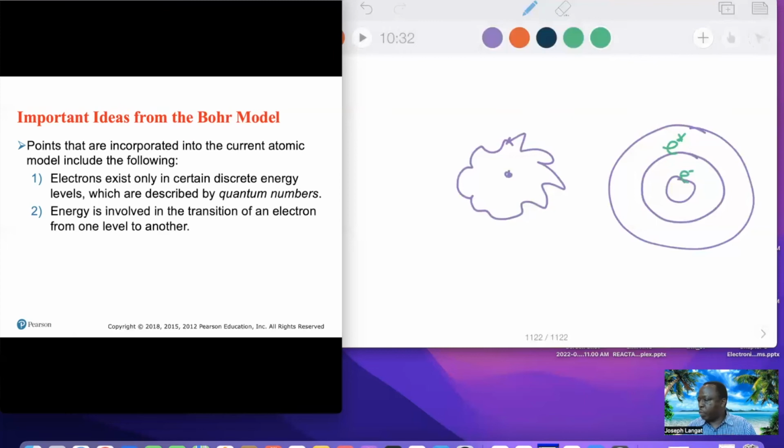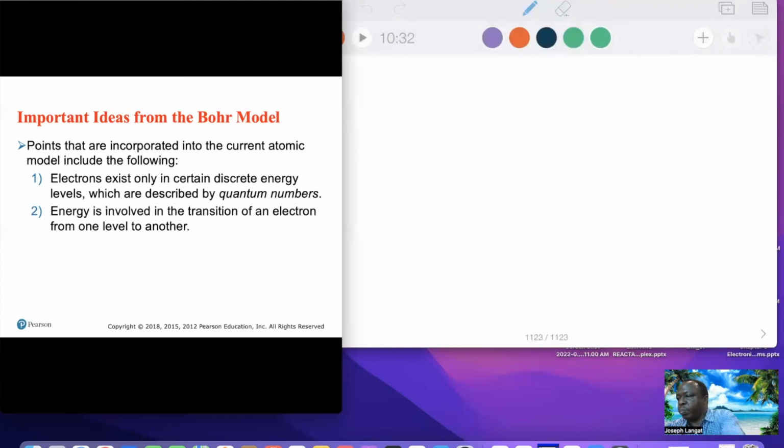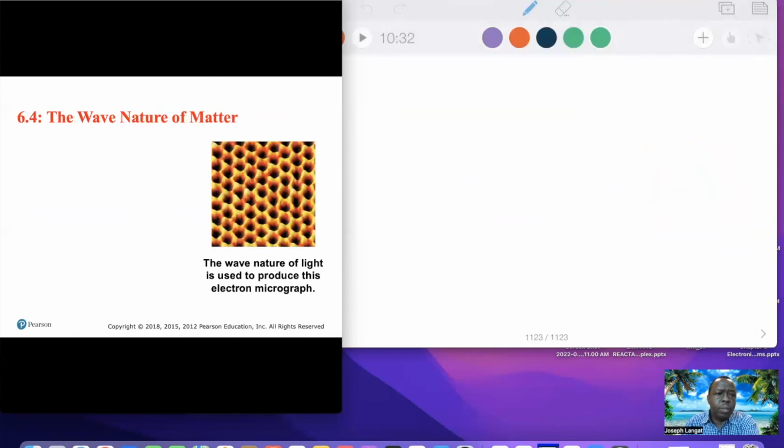Now, somebody else, which we are going to look at right now, is the wave nature of matter. What does this have to do with it?